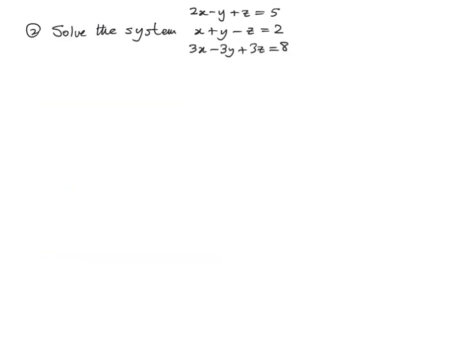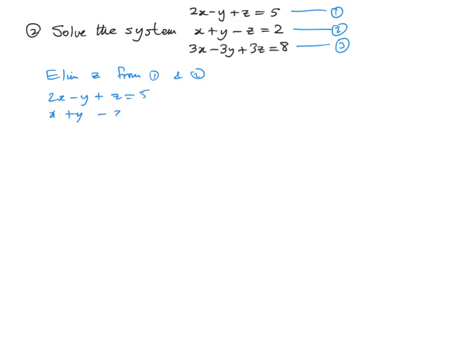So I'm going to, again, name these 1, 2, and 3. And I'm going to try to do elimination. Let's eliminate z from 1 and 2. So what I end up with is I can just add them together. 2x minus y plus z equals 5, and x plus y minus z equals 2. So I get 3x equals 7. Oh, look at that. That means x equals 7/3.